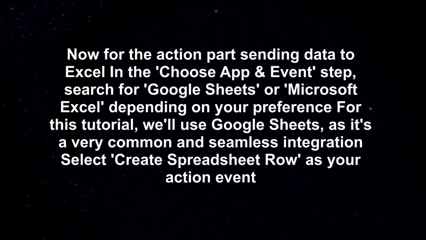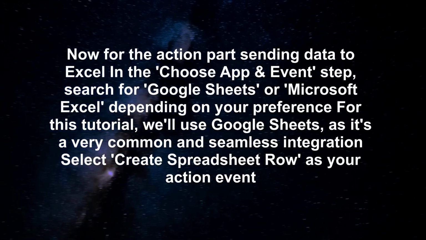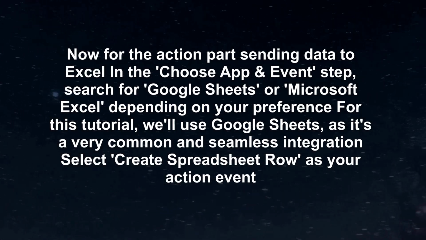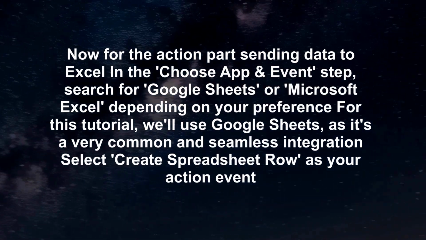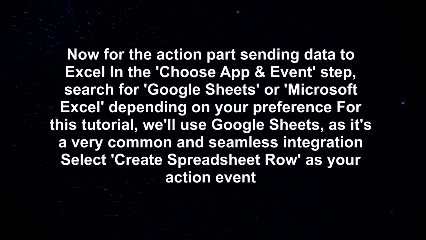Now for the action part, sending data to Excel. In the Choose App and Event step, search for Google Sheets or Microsoft Excel. Depending on your preference, for this tutorial we'll use Google Sheets, as it's a very common and seamless integration. Select Create Spreadsheet Row as your action event.